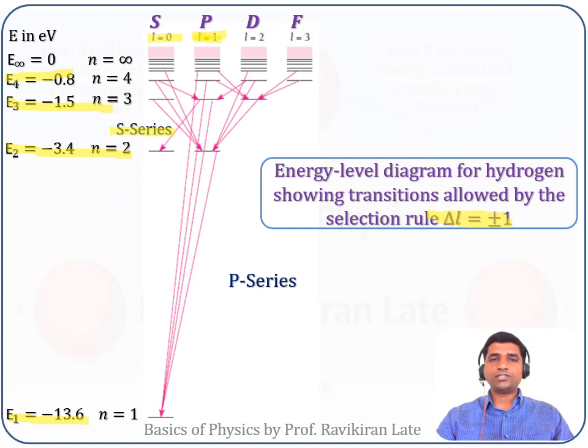Similarly, you can have transitions from L equal to 1 to L equal to 0, and that series is called the principal series, because L equal to 1 to L equal to 0 is also an allowed transition. Similarly, if you have a transition from L equal to 2 to L equal to 1, that is called the diffuse series, because the transitions are coming from the D level for which L is equal to 2.